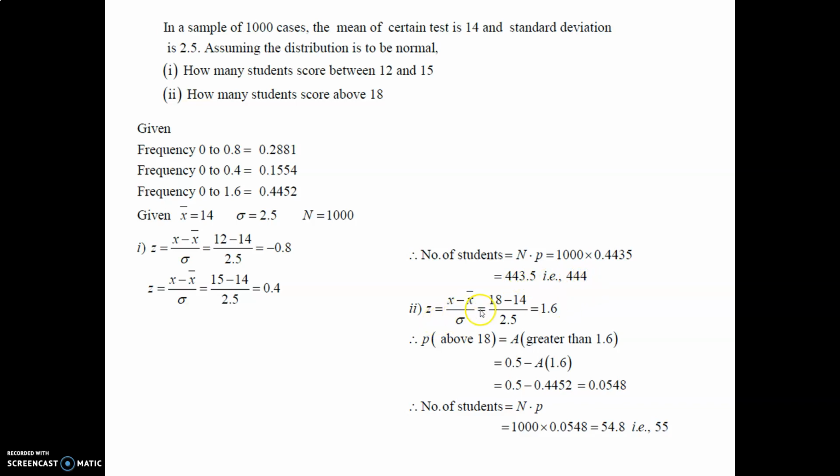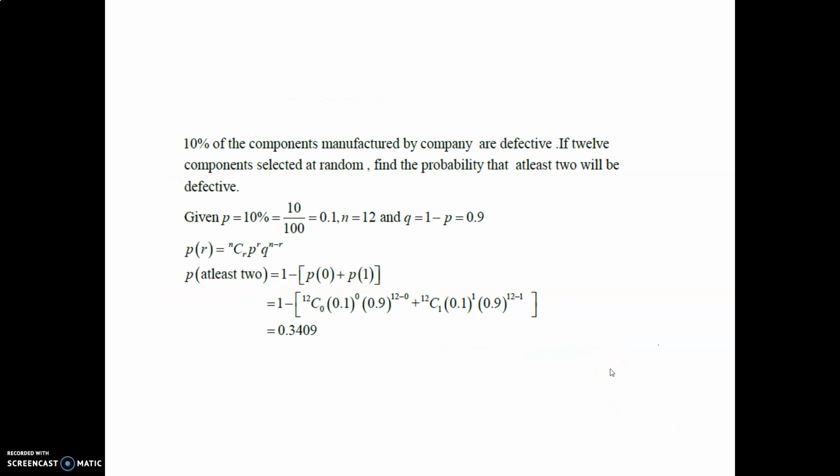Z is x minus x bar upon sigma, 18 minus 14 upon 2.5 is equal to 1.6. P above 18 is P of z greater than 1.6, which is 0.5 minus 0.4452, that is 0.0548. Therefore, the number of students is n into p, 1000 into 0.0548, so 54.8, that is approximately 55.